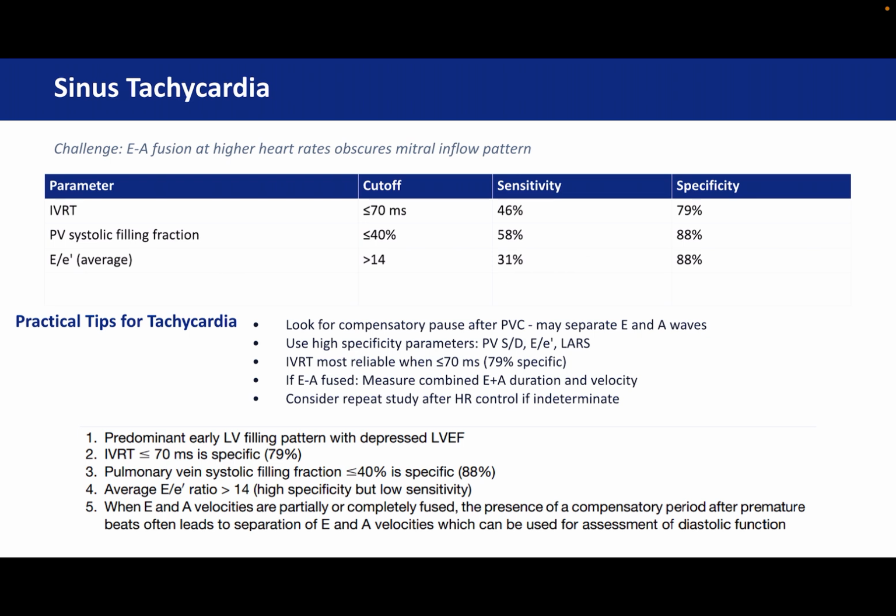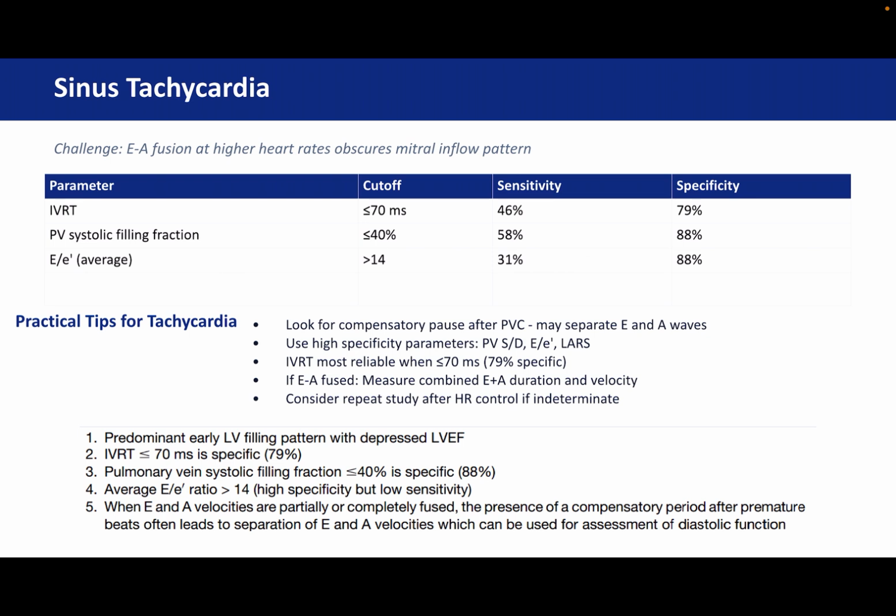IVRT becomes your best friend. An IVRT less than 70 milliseconds is highly specific for elevated left atrial pressure without the E to A ratio. If truly indeterminate, rate control the patient medically, with a beta blocker or diltiazem, and repeat the study once the heart rate is less than 80. This should be standard practice when tachycardia significantly limits diastolic assessment.